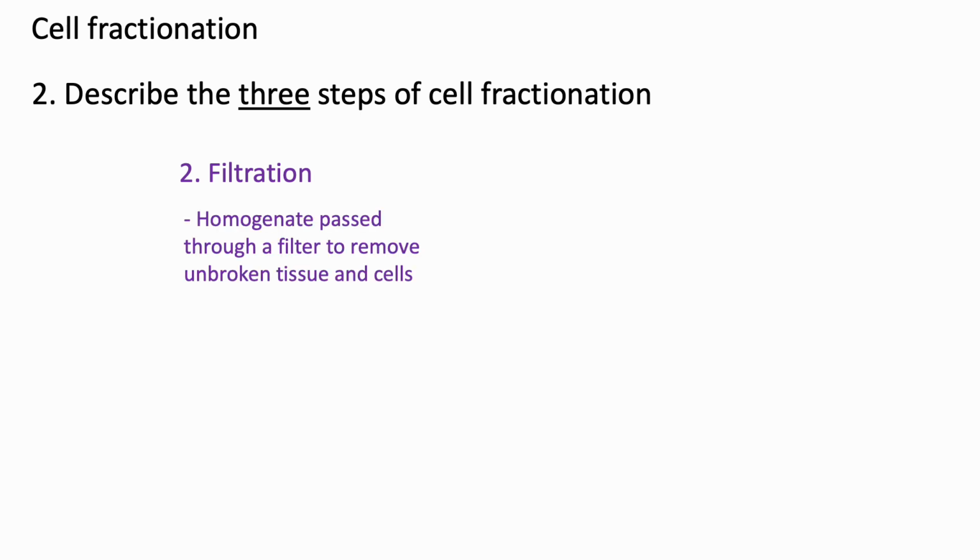So we pass our homogenate, that solution that we've carried out homogenization in, that will have organelles but also other bits in there, through a filter. So if I have very small holes in it, that will catch unbroken tissue and cells. And so our homogenate should then only contain our organelles. So that is step 2.